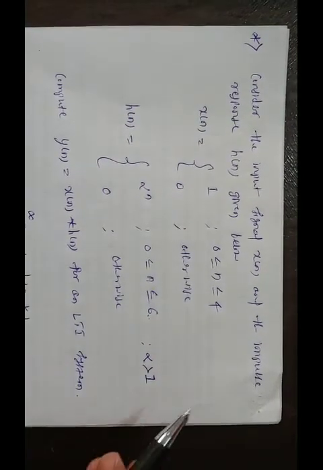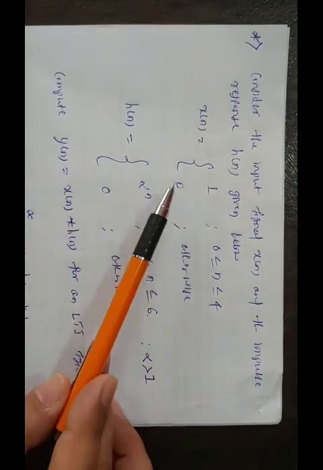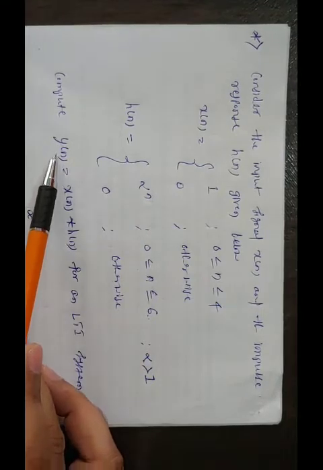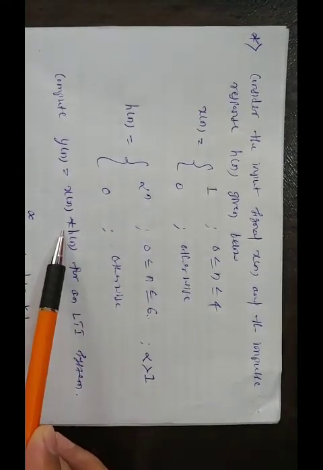Let us consider the problem. So they are given the input signal x of n and also the impulse response h of n. We have to find out the output y of n for an input signal x of n, so that is using convolution sum.